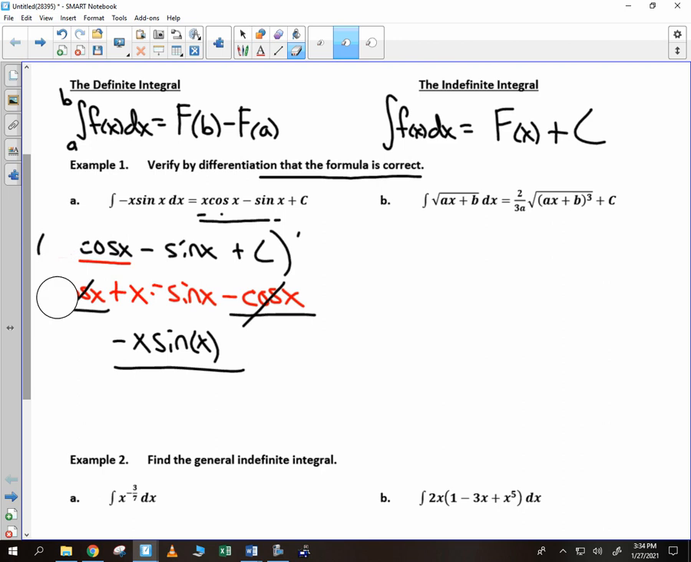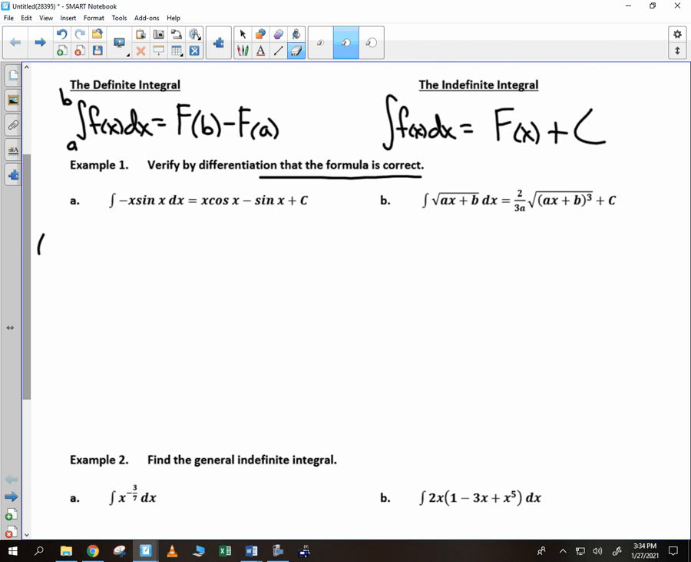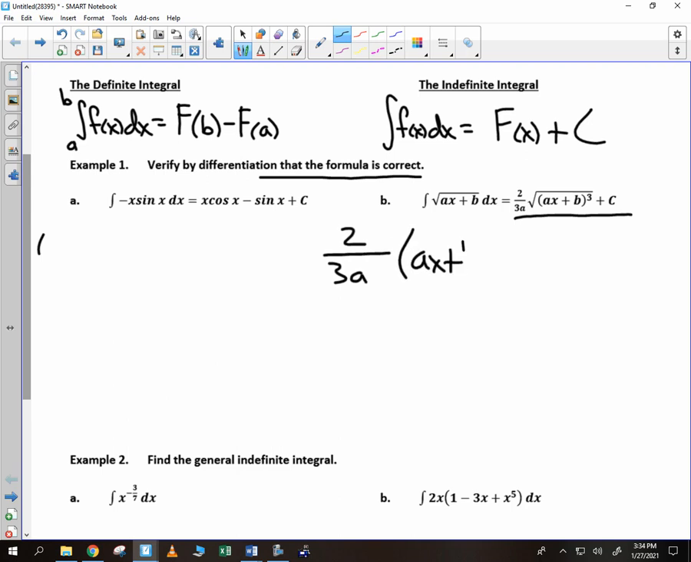We're going to try another one. This one looks a little complex. I thought about taking it off, but I know that you guys are rather intelligent. So we're going to take the derivative of this guy. I'm going to rewrite it as 2 over 3a times ax plus b raised to the 3/2 power. So that's what the square root is. And then you see a cube, so 3/2 power plus c. So I'm going to take the derivative of that, and we're going to use the chain rule.